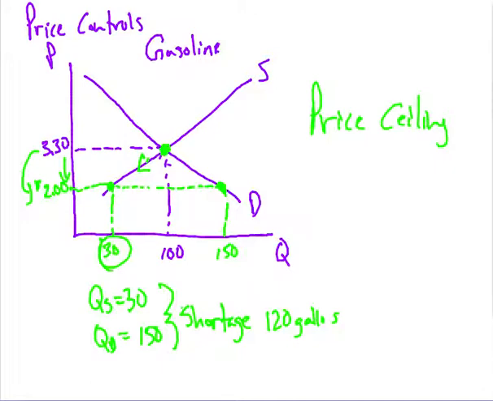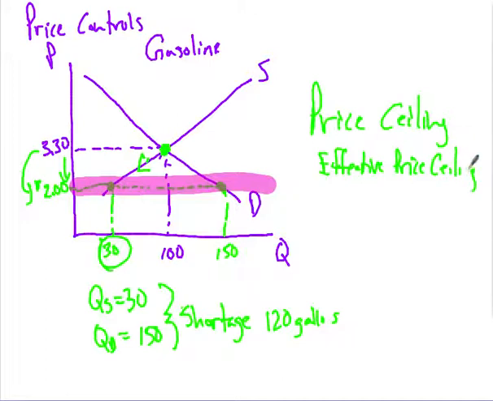So this would be the ceiling. Now, one thing you'll notice is that the ceiling is actually drawn on the bottom of the graph. So an effective price ceiling, and I'll tell you what that means in just a minute, is drawn below the equilibrium price.